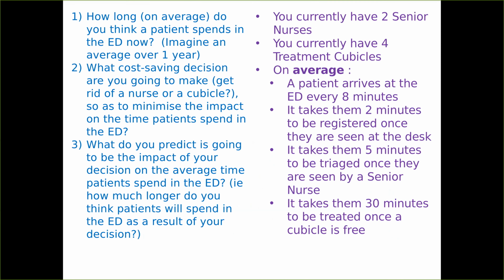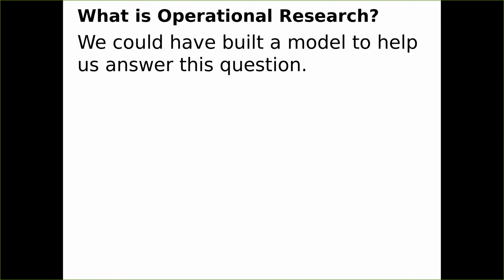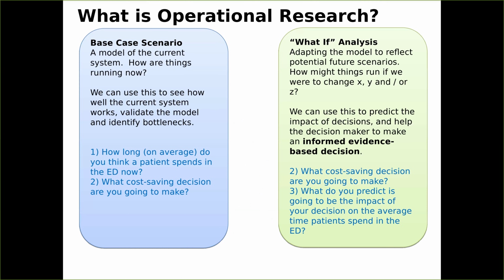Okay, so we could have built a model in order to help us answer this question. What we could have done is build a base case scenario first of all. A base case scenario is basically a model of the current system. How are things running now? We can use this to see how well the system's working, where there are any bottlenecks, where the queues are forming. We can also use it to validate the model. So we can use this for our 3 questions.